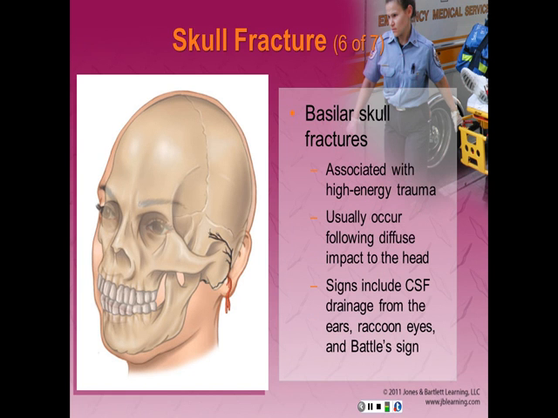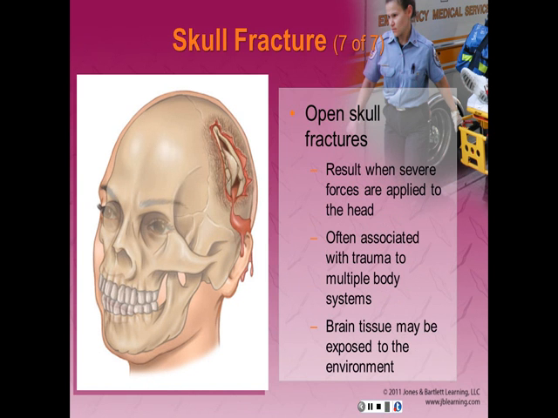Basilar skull fractures are associated with high-energy trauma, but usually occur following diffuse impact to the head. These injuries generally result from extension of a linear fracture to the base of the skull and can be difficult to diagnose with radiography. Signs of a basilar skull fracture include CSF drainage from the ears. Other signs include raccoon eyes and Battle sign. Open skull fractures of the cranial vault result when severe forces are applied to the head and are often associated with trauma to multiple body systems. Brain tissue may be exposed to the environment, which significantly increases risk of a bacterial infection, and there is a very high mortality rate from these types of injuries.